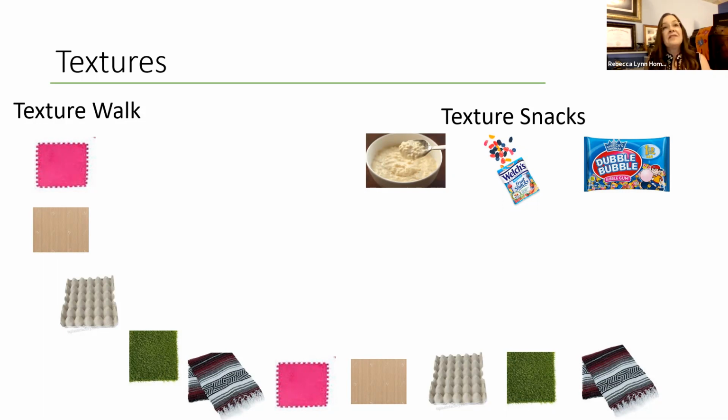We can also have textured snacks and just really build that language of bumpy, like rice pudding has lumps in it, or fruit snacks are gummy and chewy, and bubble gum is sticky after we chew it, but before we chew it, it's kind of hard.